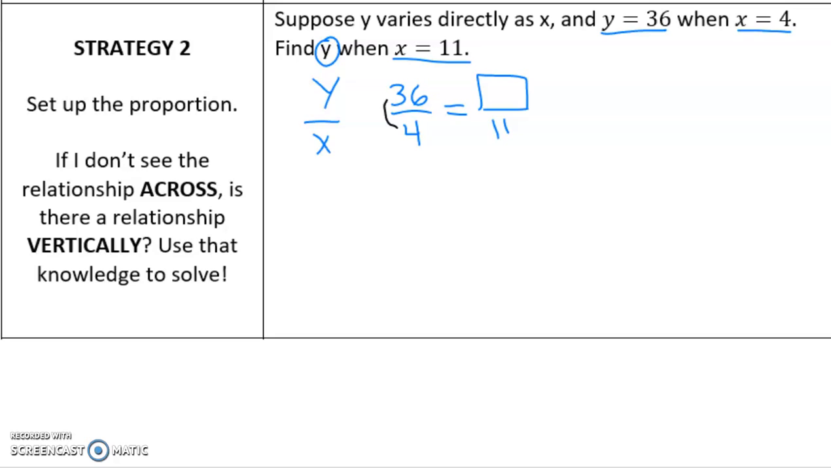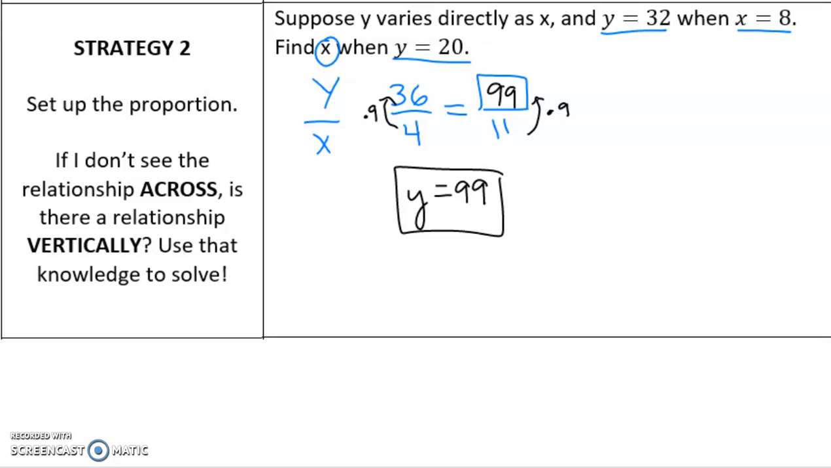But I do see that if I do 4 times 9, that gets me to 36. So this has to be the same relationship over here. If I do 11 times 9, that will tell me my missing part. So y would have to be 99 when x is 11. So, using what I know to find what I don't know, looking for a relationship. I didn't know 4 times something equals 11, but I knew 4 times 9 gets me to 36, so I could do that with the 11 as well, because it's a proportion, and that's how proportions work. They have these relationships.